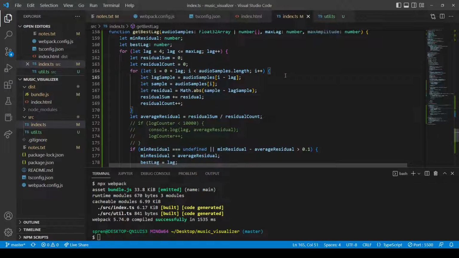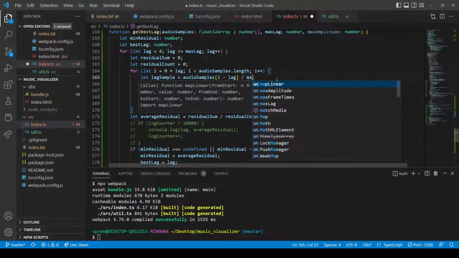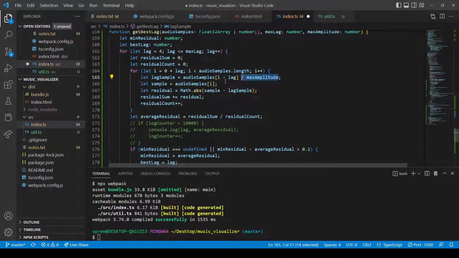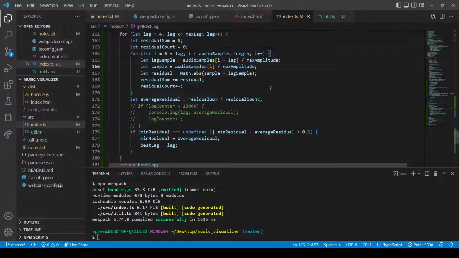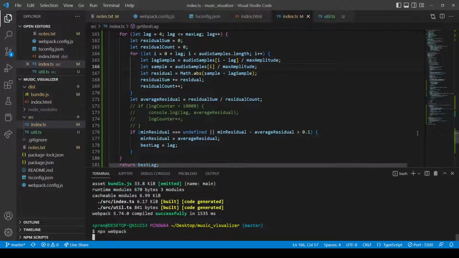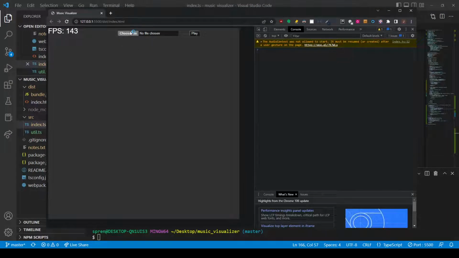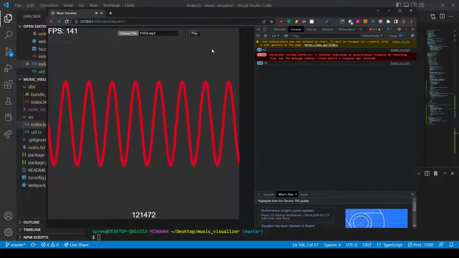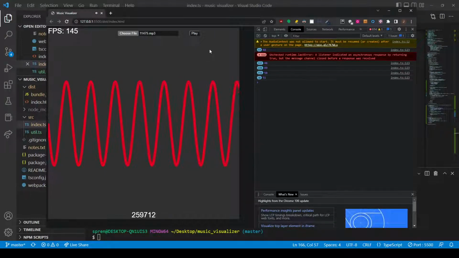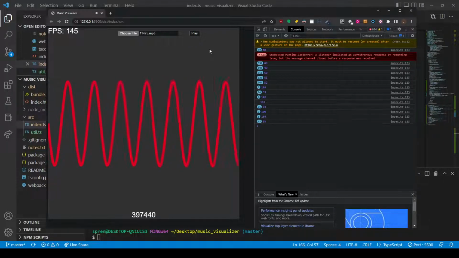Lag sample is equal to... So we do times, or divided by max amplitude, I guess. Yeah, which should make it bigger. Cool. So perhaps doing that alone has a significant change and helps us. It at the very least should make it worse, I hope. Oh shit.